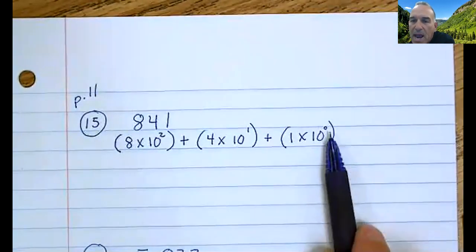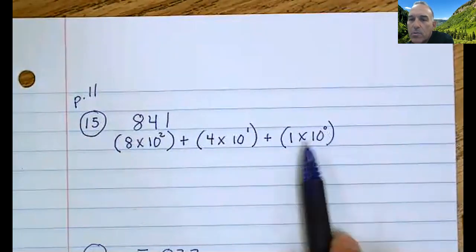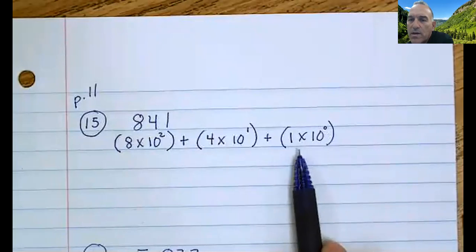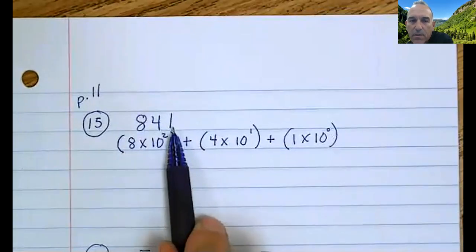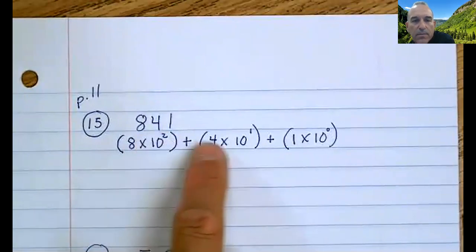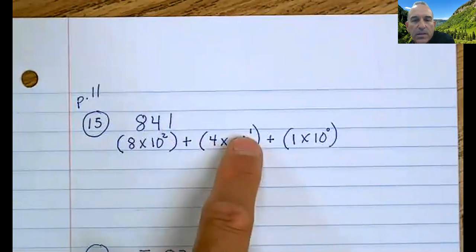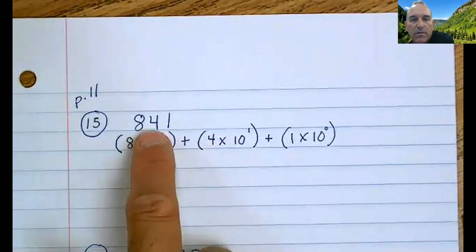Remember, anything to the 0 power equals 1. So what you're really thinking about right here is 1 times 1. How much is 1 times 1? 1. And there it is expressed right there. You can go back and spot check your work. You say, okay, how did I get that 4 then? Take a look. 10 to the first power is itself. So 10 to the first power equals 10. Times 4 is 40. The value of that digit right there is 40.